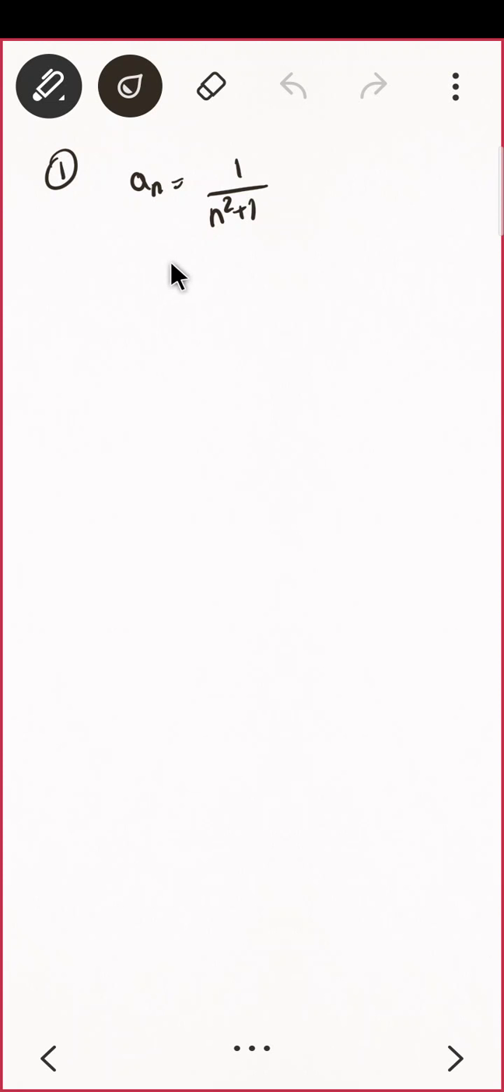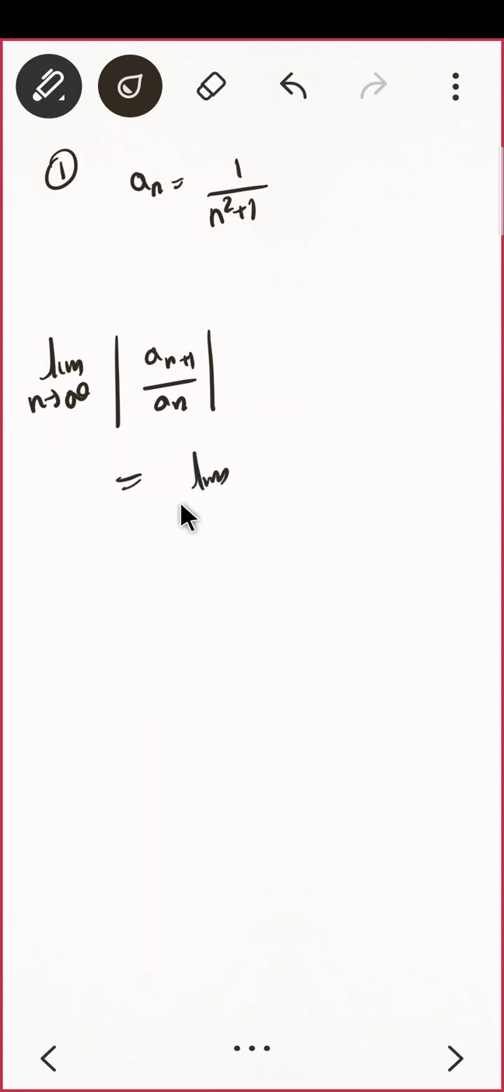Yes, whether ratio test or root test. There is nothing root here, so it is better to use ratio test, correct? So use ratio test. What is ratio test? Limit n tending to infinity mod of a_{n+1} upon a_n. This is what you are supposed to find. So this is limit n tending to infinity.